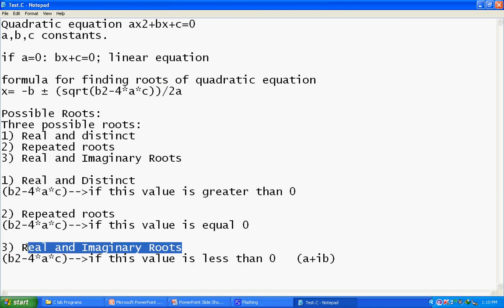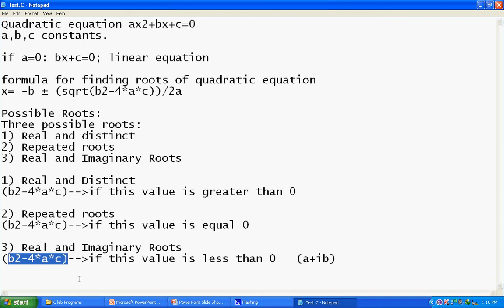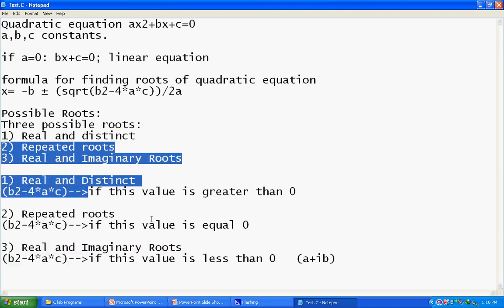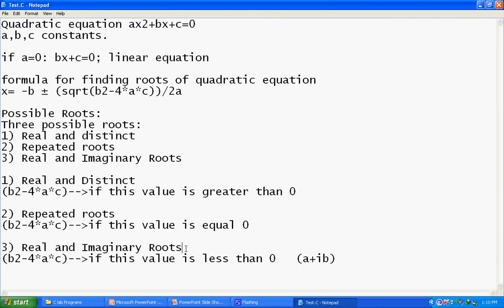In the same way, if the value of b square minus 4ac tends to a negative value, that is some minus value like minus 2, minus 3, minus 4, in all those possible cases, I am going to have something called real and imaginary roots. Remember, I will get real and imaginary roots only because of the square root of any negative value.